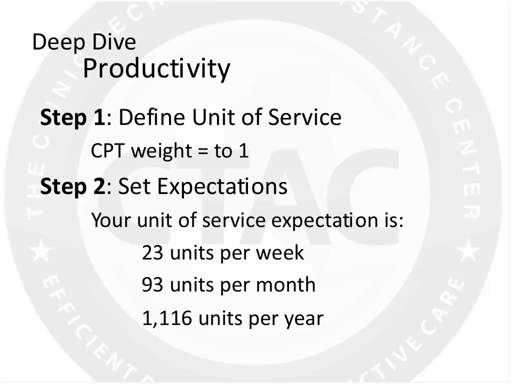Okay, so we're going to look at the deep dive productivity. Really, how do the 7 steps we talked about before really apply to productivity? And so step 1 is, in order to be able to measure productivity, you need to define what a unit of service is, okay? And for us, a CPT weight equal to 1 is a unit of service.